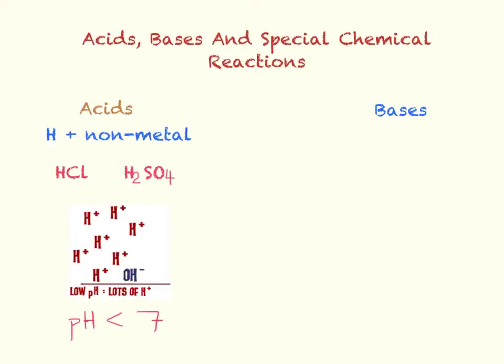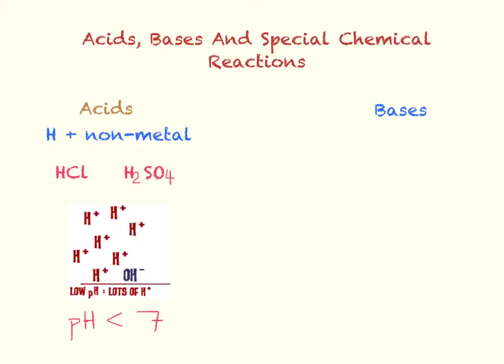An acid is a compound that contains hydrogen ions and a non-metal. So some examples are hydrochloric acid, hydrogen ion you can obviously see, and the non-metal is chloride. And sulfuric acid, we've got two hydrogens and sulfur and oxygen atoms in the sulfate.